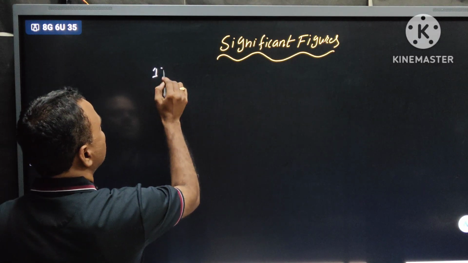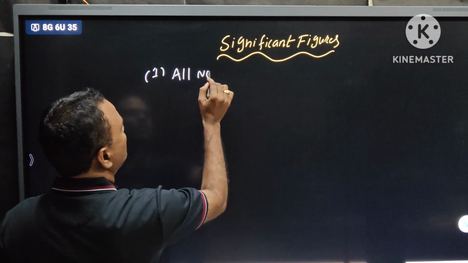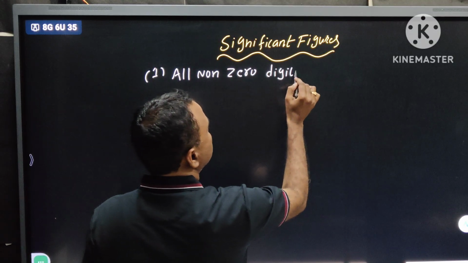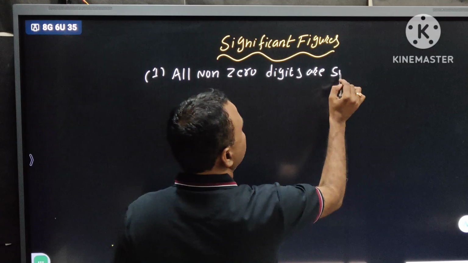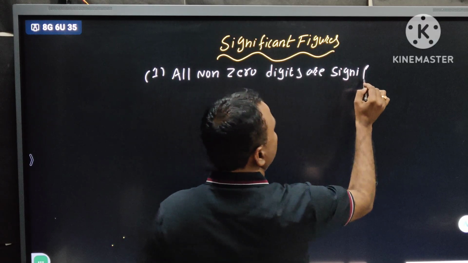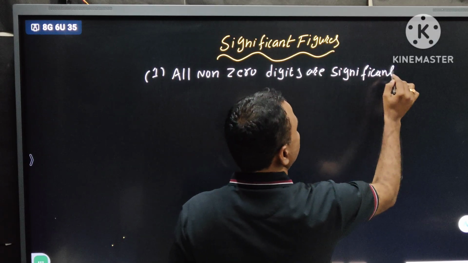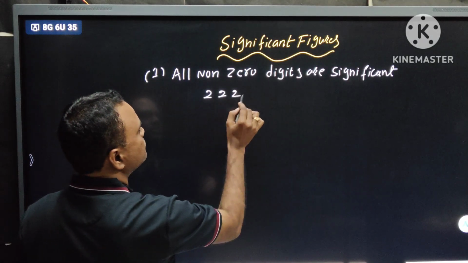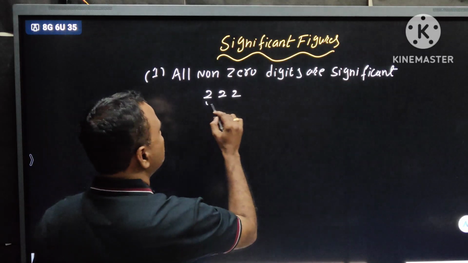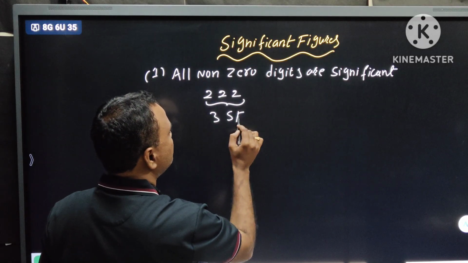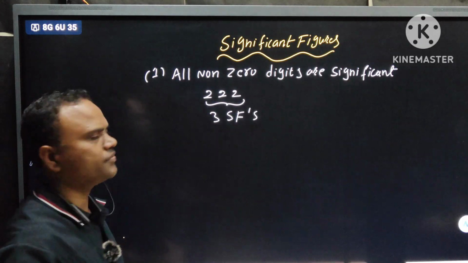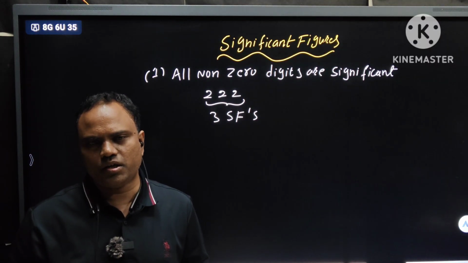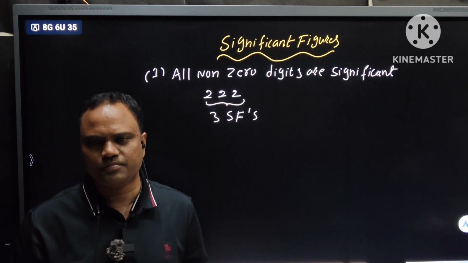See the first point: all non-zero digits are significant. Look at this: 2, 2, 2. These are non-zero digits. So here we have 3 SFs, 3 significant figures. All non-zero digits are significant. Never ignore a non-zero digit.